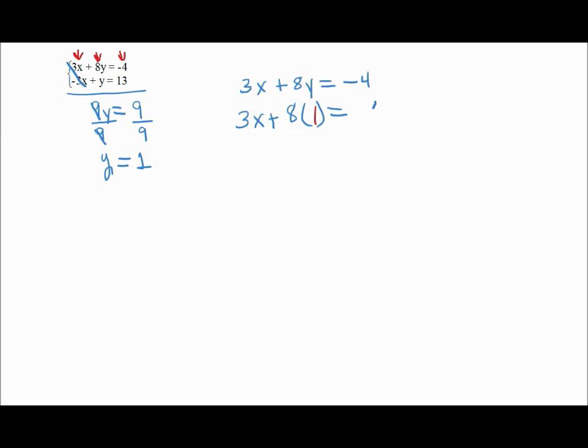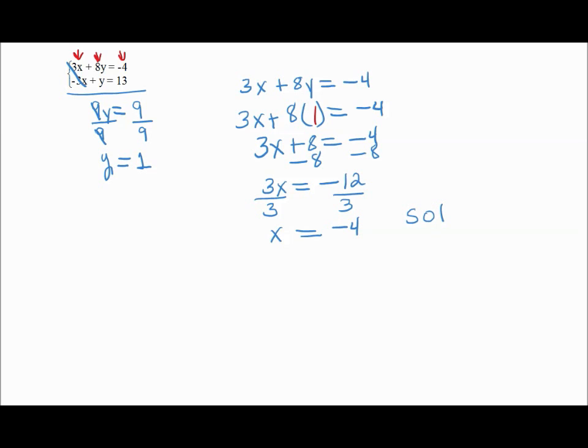And I'll finish the equation. So this becomes 3x plus 8 equals negative 4. I'll subtract 8 from both sides, leaving me with 3x is equal to negative 12. Divide both sides by 3. That leaves me with x is equal to negative 4. So now once again, my solution is an ordered pair, so I'm going to write it as an ordered pair. My solution is negative 4, 1. Remember, it's an ordered pair, so you must put your x value first.